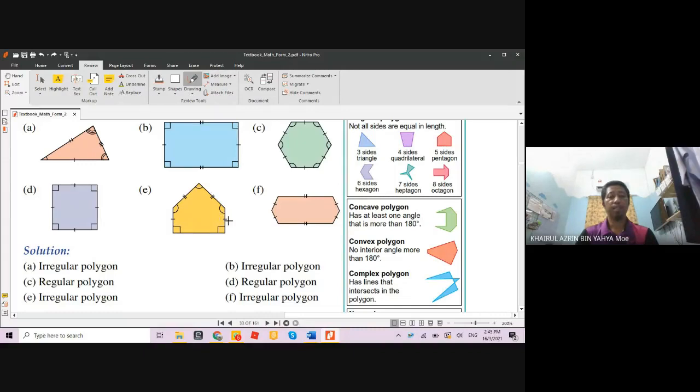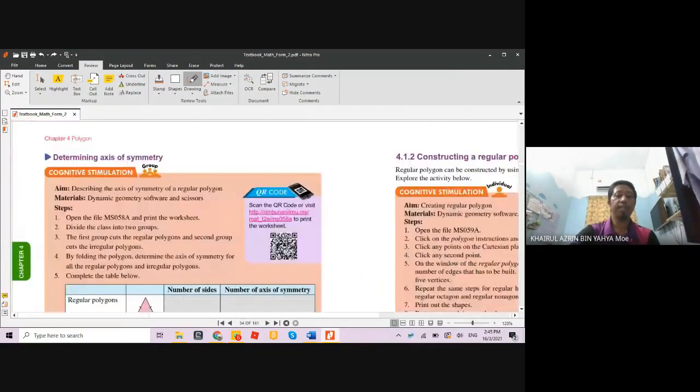E, this is a pentagon. However, this is not a regular polygon. This is a irregular polygon. This one next, this is a hexagon. Again, this is irregular polygon. Okay, next page.